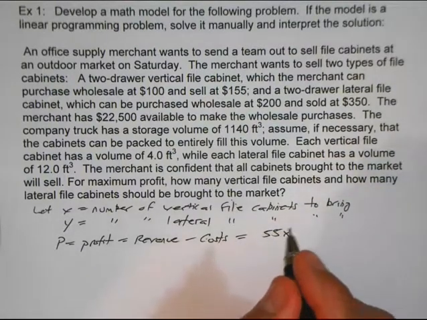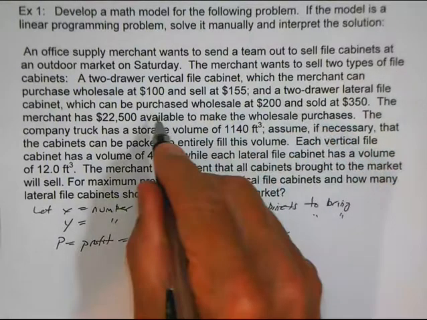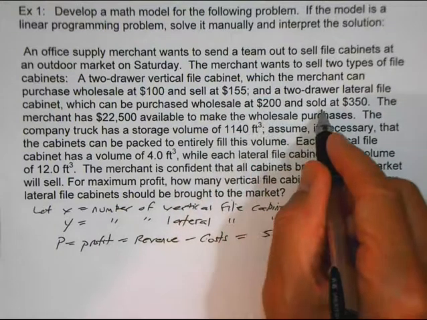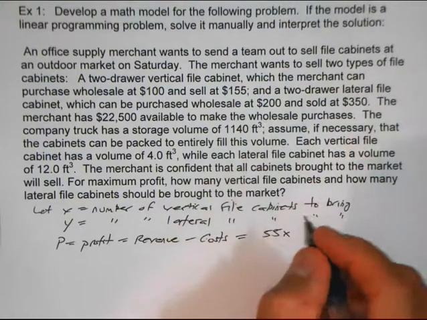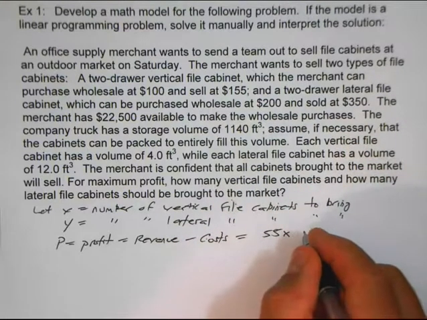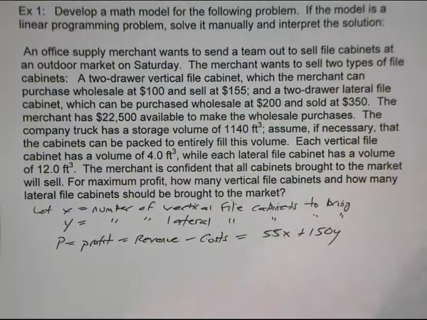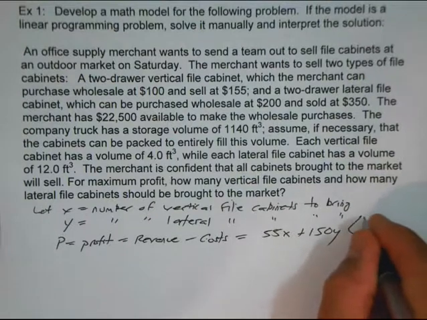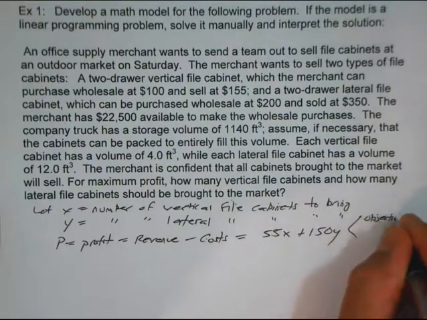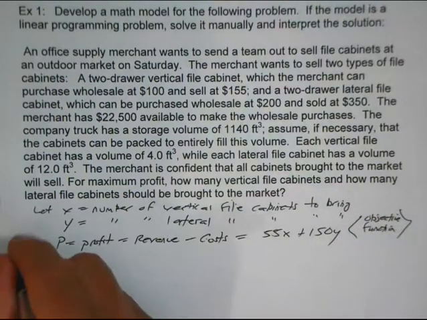Similarly, there could be some profit on the lateral file cabinets, one of which wholesales at 200, sells at 350. Okay, 350 minus 200, there's our profit, 150 on one, so 150 times y for the entire lateral cabinet profit. Now there's our profit function, and since this is kind of important, maybe label this as the objective function. And of course we are trying to maximize this.